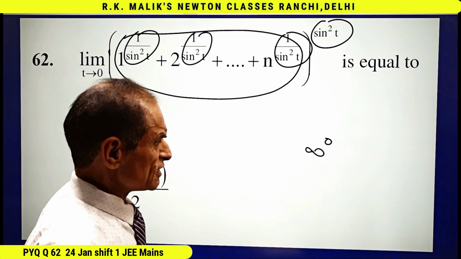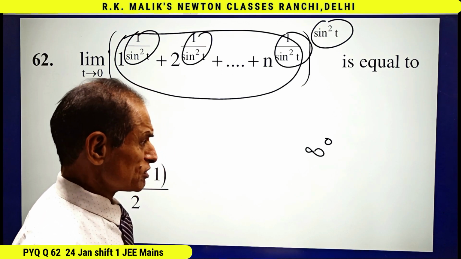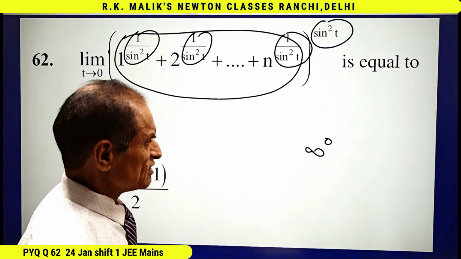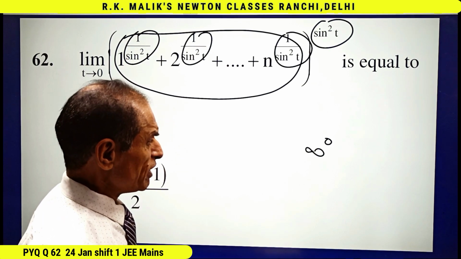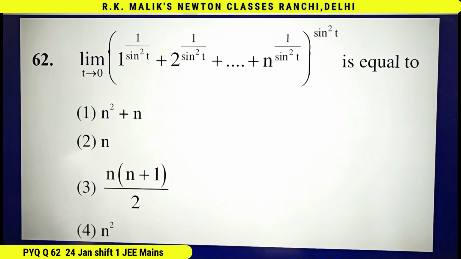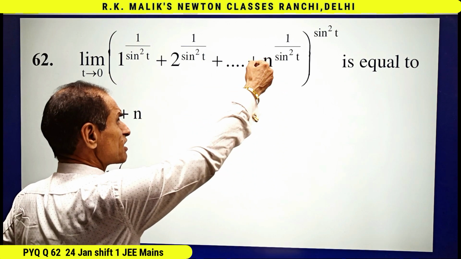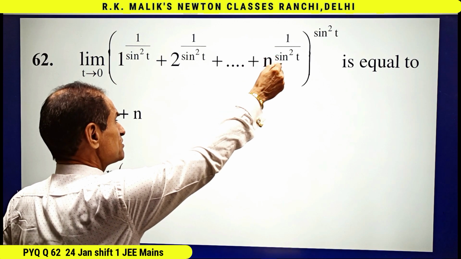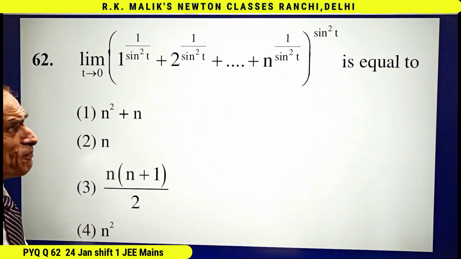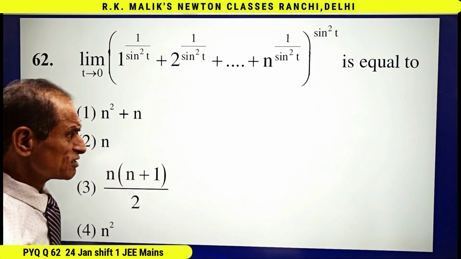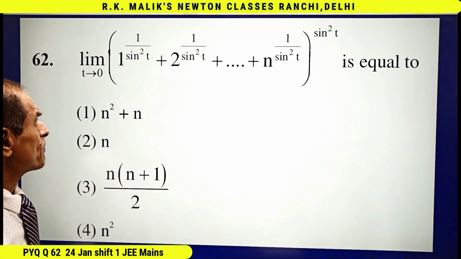Agreed, there is a standard way for dealing with the questions in which infinity to the power 0 comes, but that general way will make the question lengthy. But this question can be done easily without using that standard way. It is clear that out of all of them, this is the greatest one, hence I take this outside. What benefit I will get by taking this outside, you will understand when I will do the question.